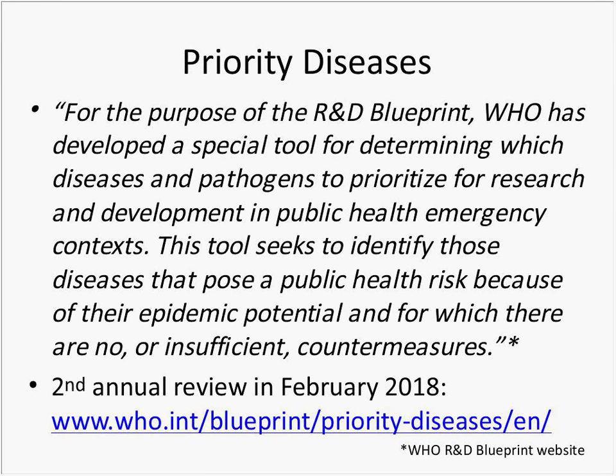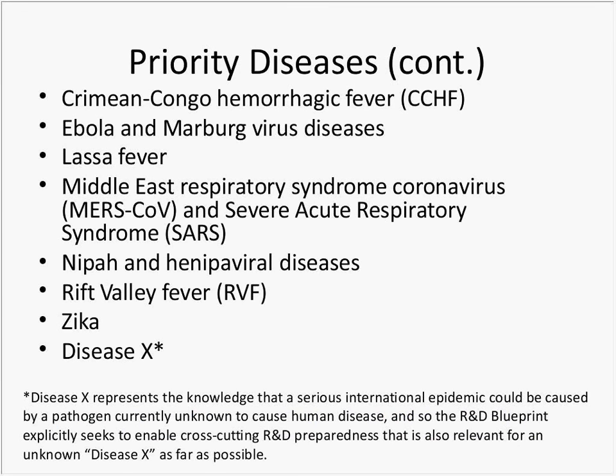Now, in terms of the priority diseases we have to date: Crimean-Congo hemorrhagic fever, Ebola and Marburg virus diseases, Lassa fever, the Middle East respiratory syndrome coronavirus or MERS-CoV, and severe acute respiratory syndrome or SARS, Nipah and henipaviral diseases, as well as Rift Valley fever, Zika, and Disease X. Disease X is more recently added.